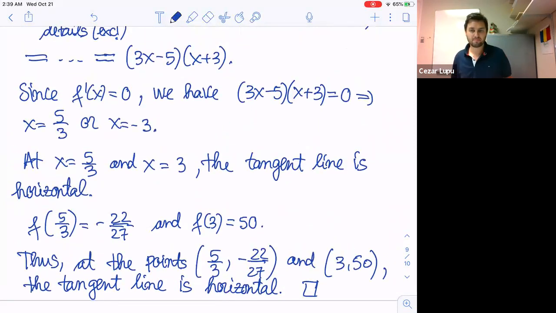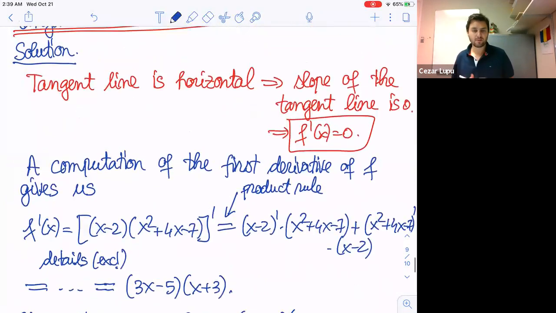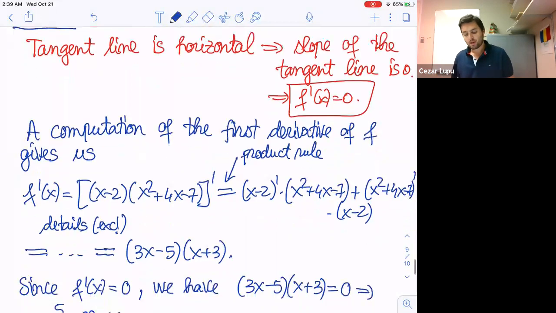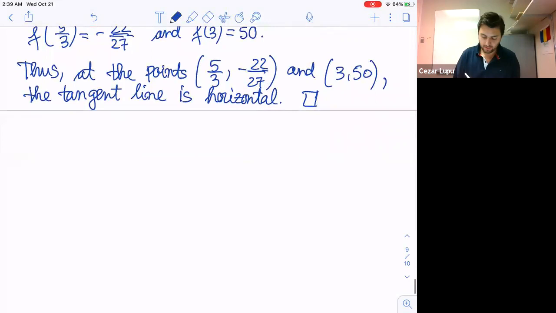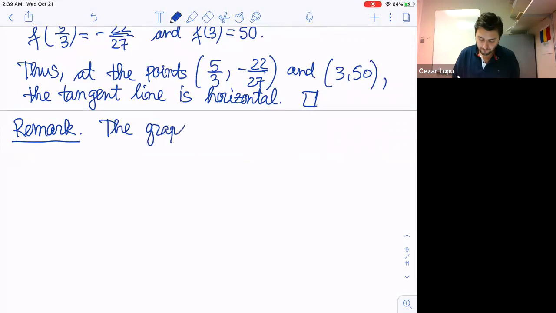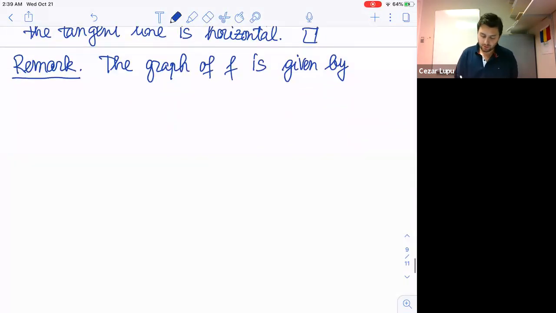So basically, the main ingredient is to note that the tangent line is horizontal. If the tangent line is horizontal, then the slope of the tangent line is 0. So therefore, this translates into the first derivative of f equals 0. Now let me just draw a graph. I want you to see. So, remark: the graph of f is given by the following. Let me just draw it.